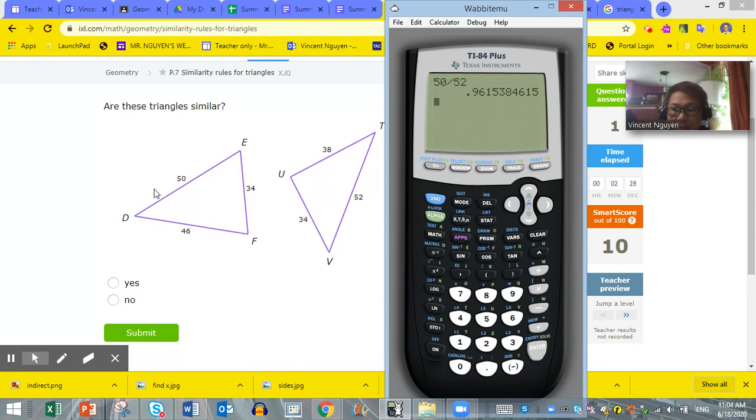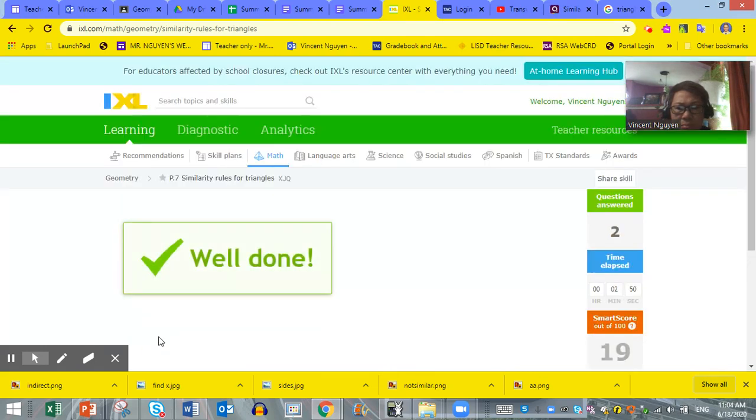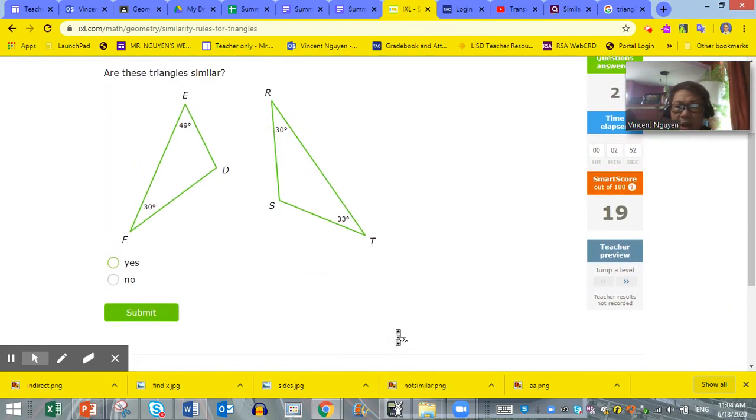So we did the longest side. Let's take the second longest side. So 46 should match up to the second longest one, which is 38. Which means the shorter ones would be 34 and 34. Well, they cannot be equal. They have to be proportional. If they are equal, then the rest of these would be equal to each other. So I'm just going to say no before I even do any more testing. There you go. All right, let's check out this one.